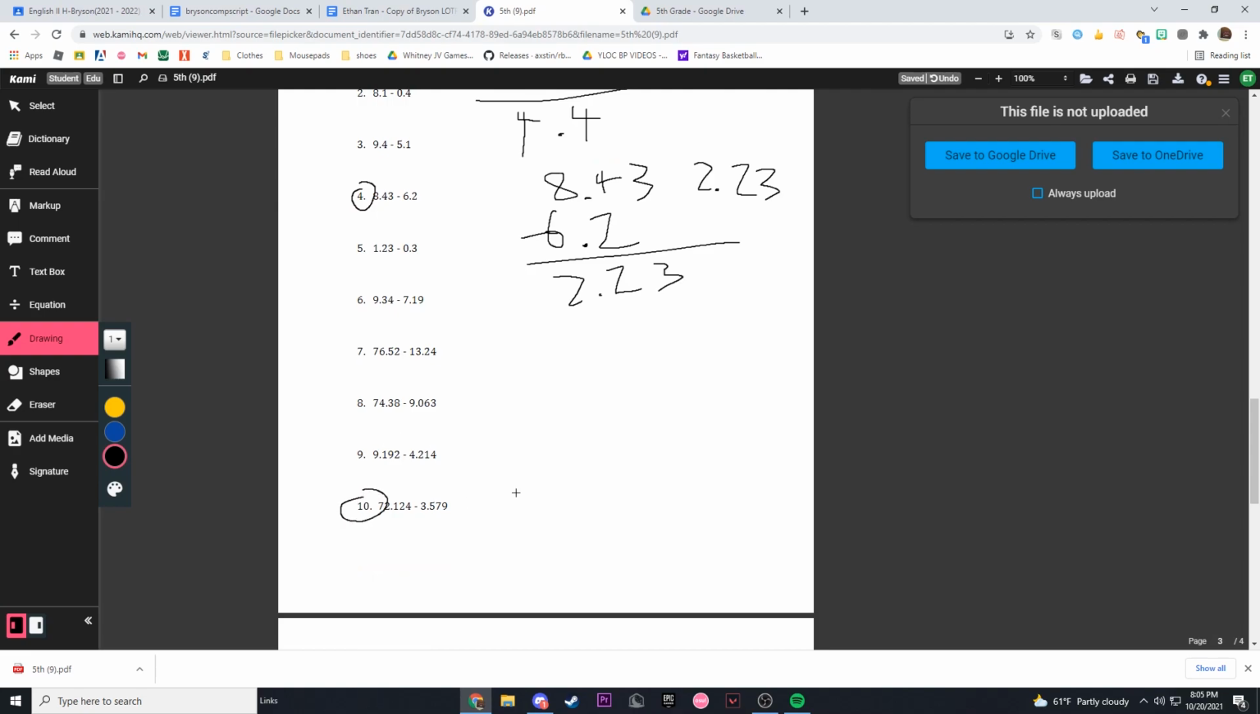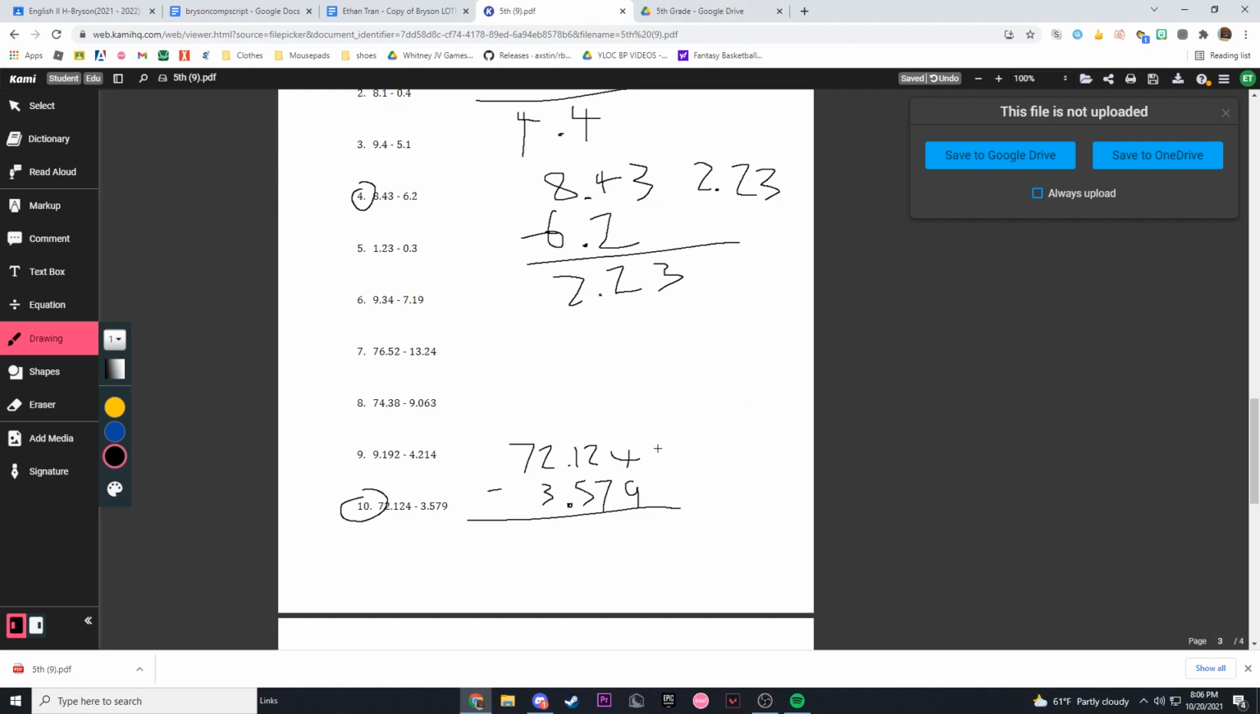For number 10, we have 72.124 minus. So we see that we have 4 digits here and 5 digits here. So we need to look at where the decimal place is. So the decimal place is here. And we look at the right of the decimal place and we have 579. And we look at the left of the decimal place and we just have a 3. So now that the decimal places are aligned, we're able to subtract.